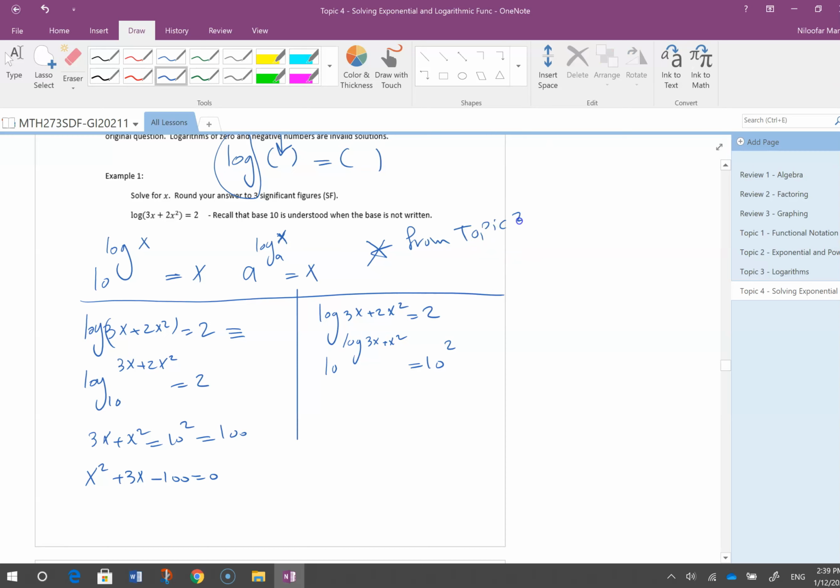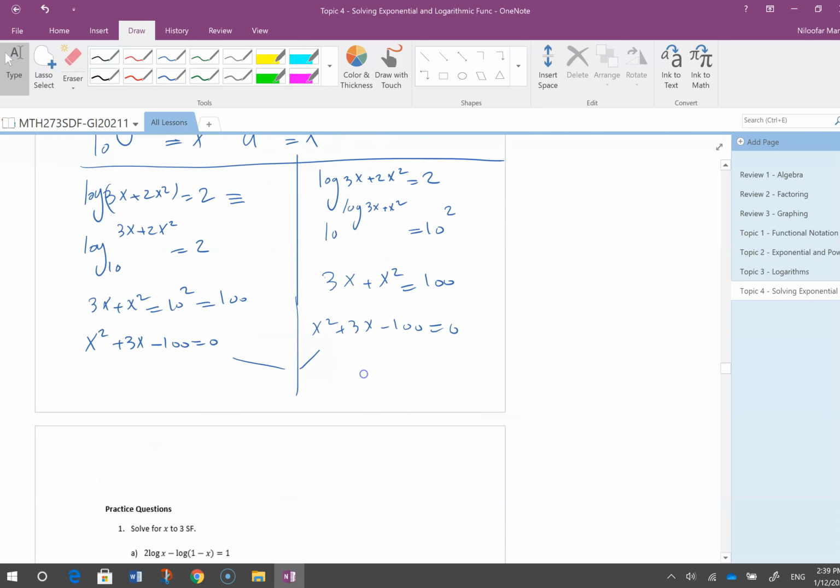So in that case, 10 power and logarithm are inverses of each other. When they come after each other, they cancel each other. So it is 3x plus x squared equal to 100. And yes, I have x squared plus 3x minus 100 equals 0. Perfect. In both cases, I am reaching a quadratic equation that I can solve. So the answer is the same in both cases.